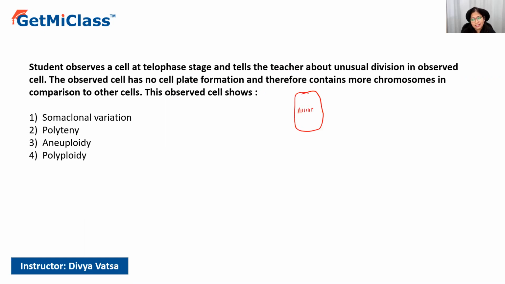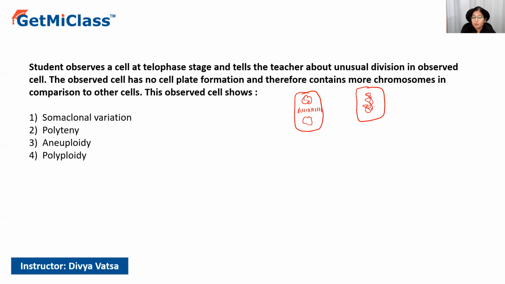In the case of a plant cell, we will see that cell plate formation takes place and two different cells will be formed, the daughter cells. But the student has observed that there is no cell plate formation and the cell contains more, or you can say double the number of chromosomes in comparison to the other cell. Now, what does this observed cell show? Okay, let's see.